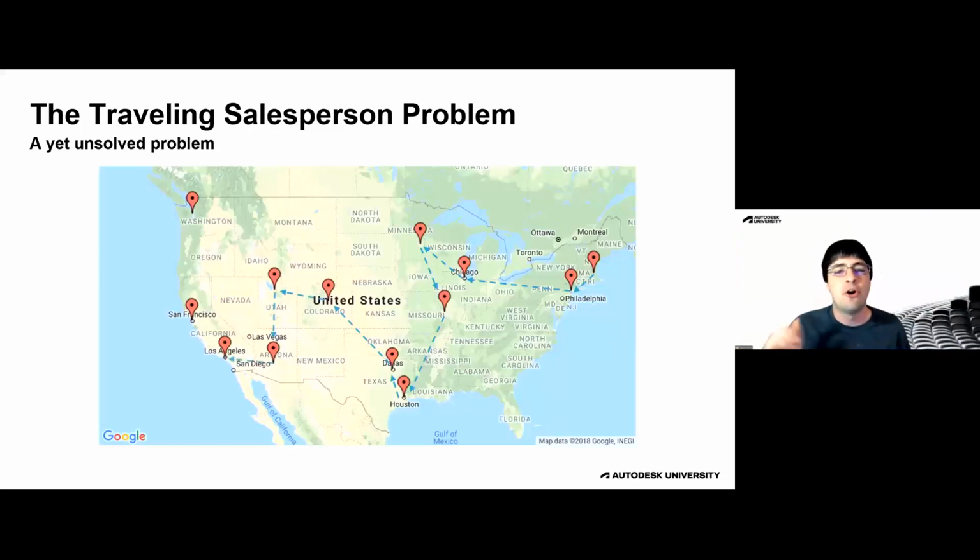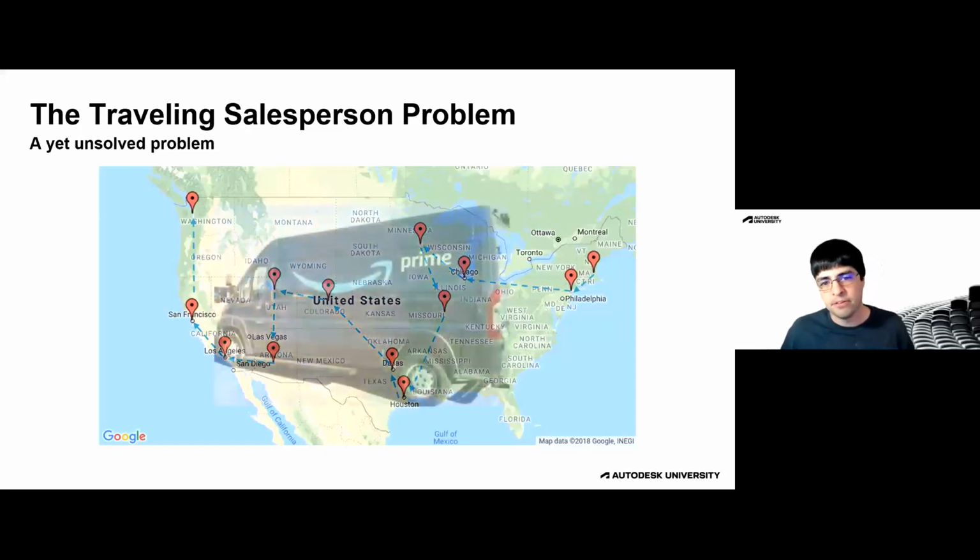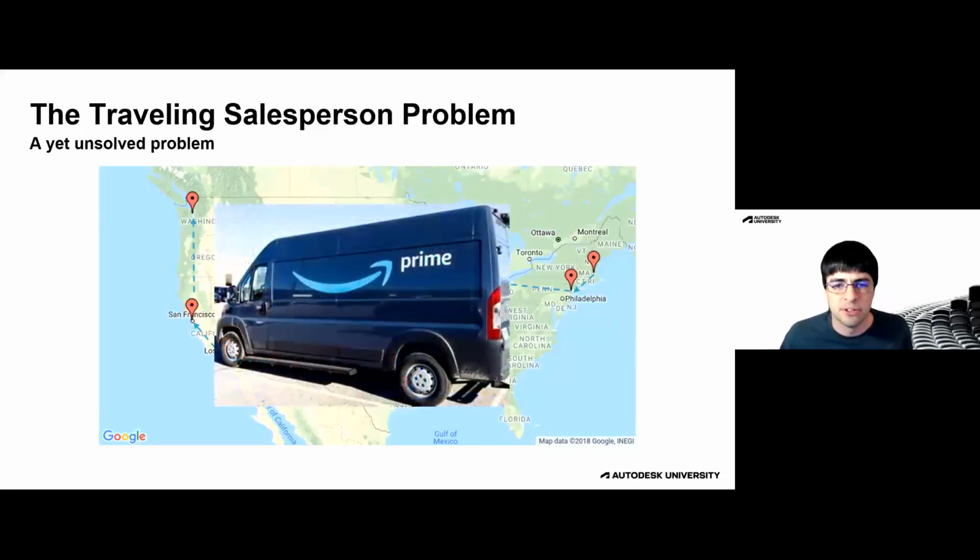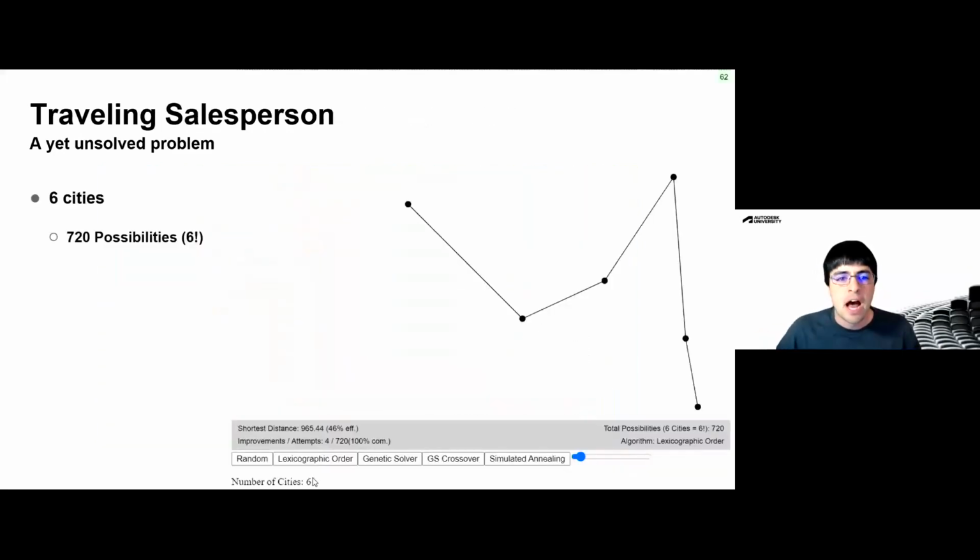The idea is you have a whole bunch of cities and you have a salesman who has to get to all of them. And you want to find the shortest path. And believe it or not, we don't have a way for computers to definitively solve this problem. Here's a good example. An Amazon Prime delivery truck has to visit 60 addresses in one afternoon. What's the best order?